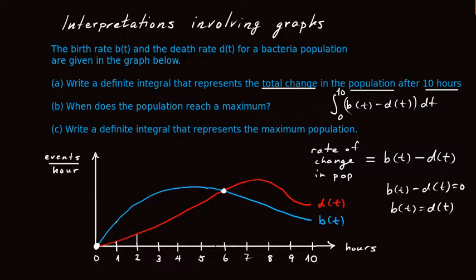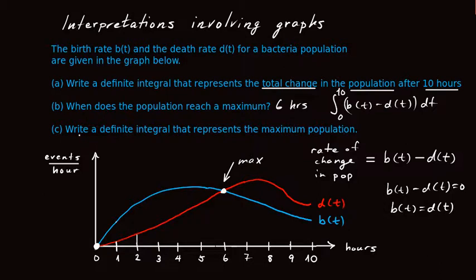Now at this point, we're actually assuming that the population is 0, and after that point, the population increases because the birth rate is bigger than the death rate. So since the rate is positive, we're increasing. On the other hand, after this point, because the death rate is greater than the birth rate, we're decreasing. So here's where our maximum is. That happens 6 hours after we begin watching this bacteria.